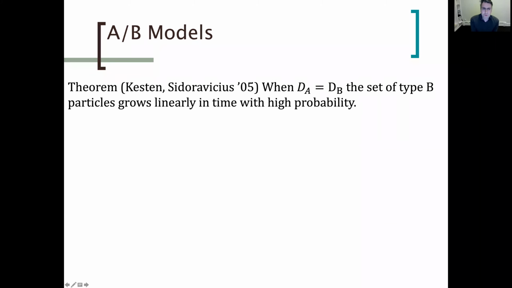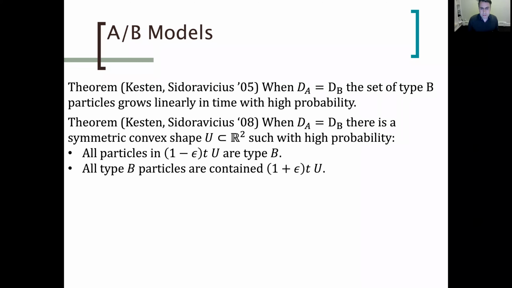Probably the most important work on these models was done by Kesten and Sidoravicius, and they studied the case where the speeds of the two particle types are the same. In this setting, if you look at the set of infected type B particles, they showed, first of all, that it grows linearly in time. In a second, even more impressive work, this one is in the Annals of Mathematics.